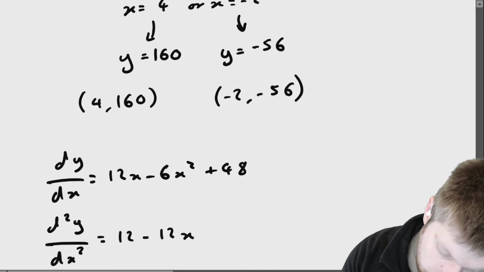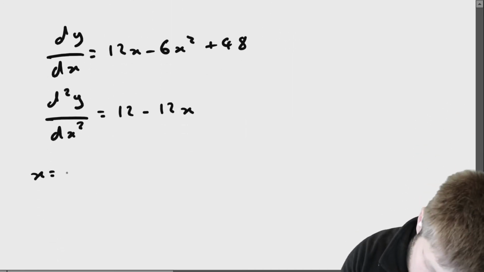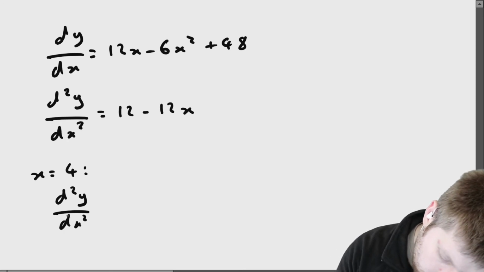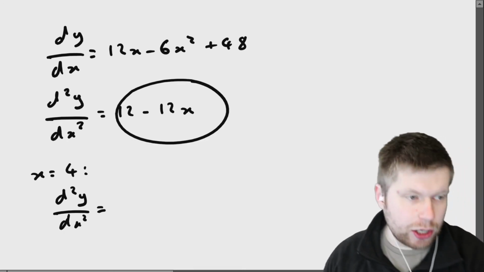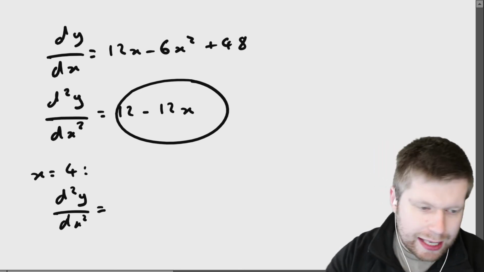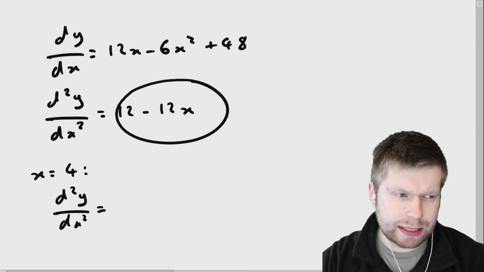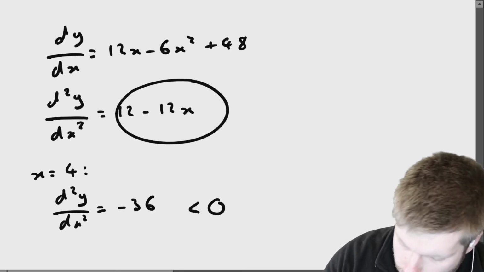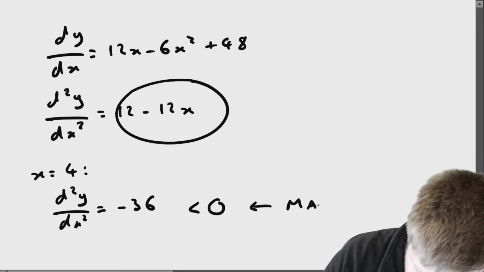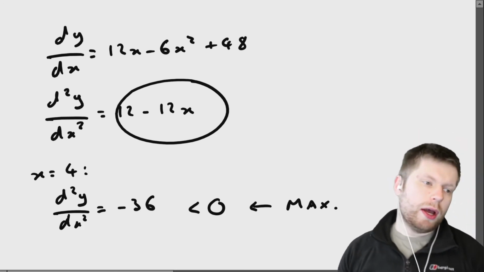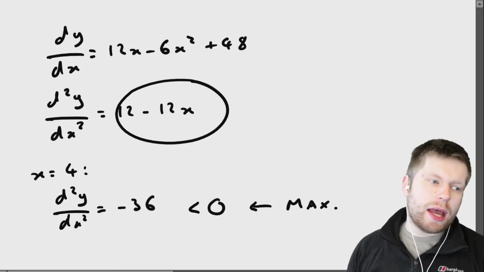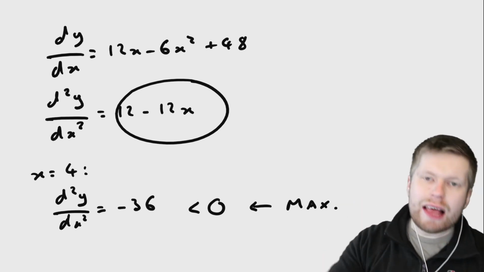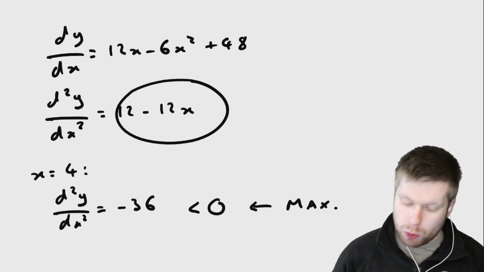Now I'm just going to check each stationary point. I had one when x was equal to 4. If I try x equals 4, then for d2y by dx squared all I need to do is stick 4 into that equation. So I get 12 minus 48, which is equal to -36. I know that is less than 0, which means that point must correspond to a local maximum. Because the second derivative is negative, the rate of change of my derivative is getting less. That only happens if there's a maximum.